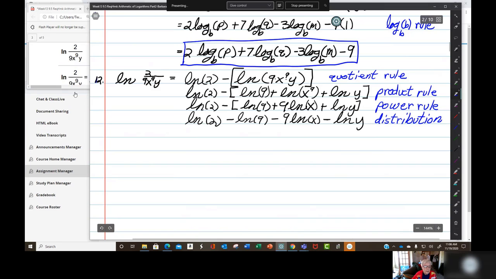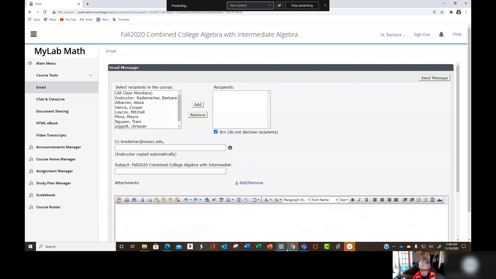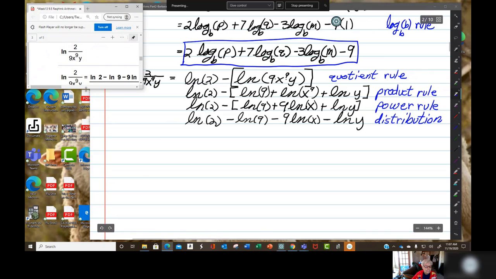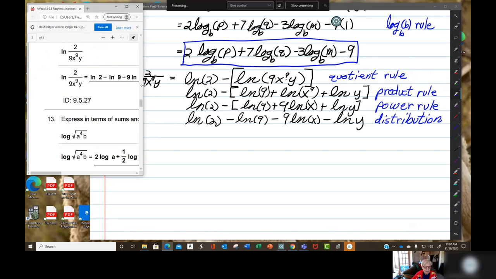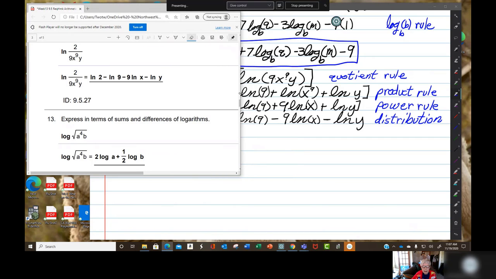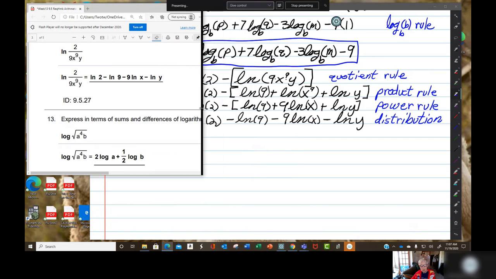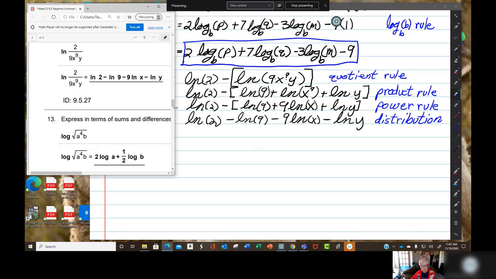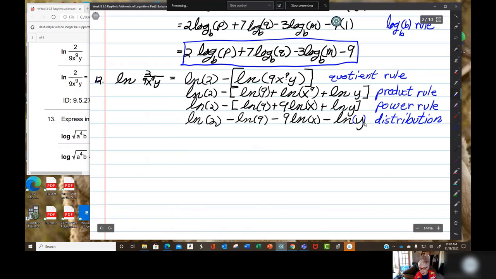So now let's see what their answer is. Of course, we know we're really right. I'm joking. Okay, yeah, the ln of 2 right there, minus the ln of 9, minus 9 times the ln of x, minus the ln of y. They're not careful to use parentheses, but I am.